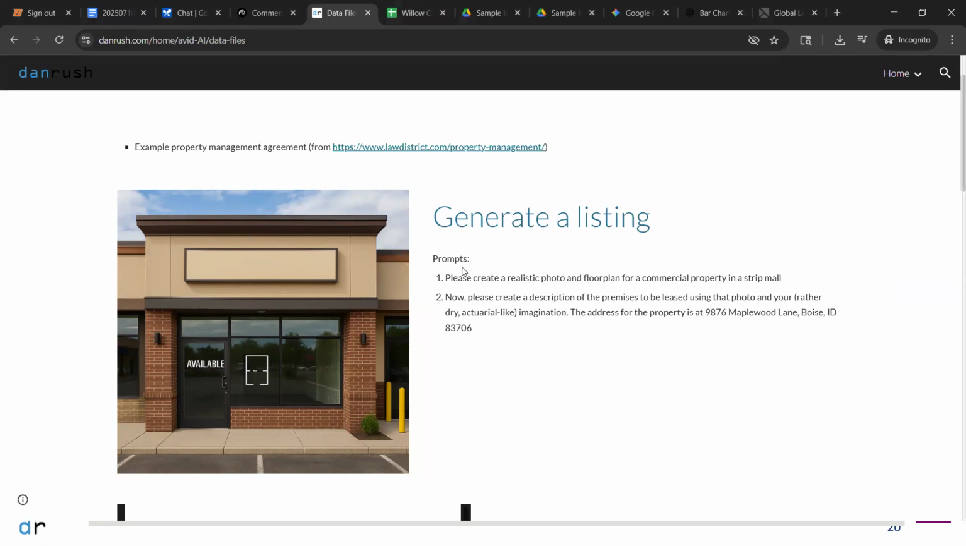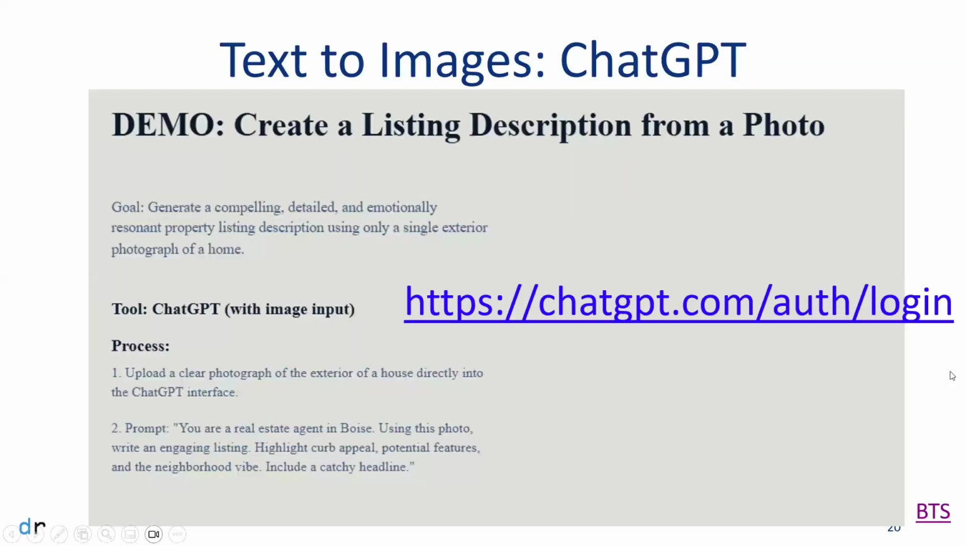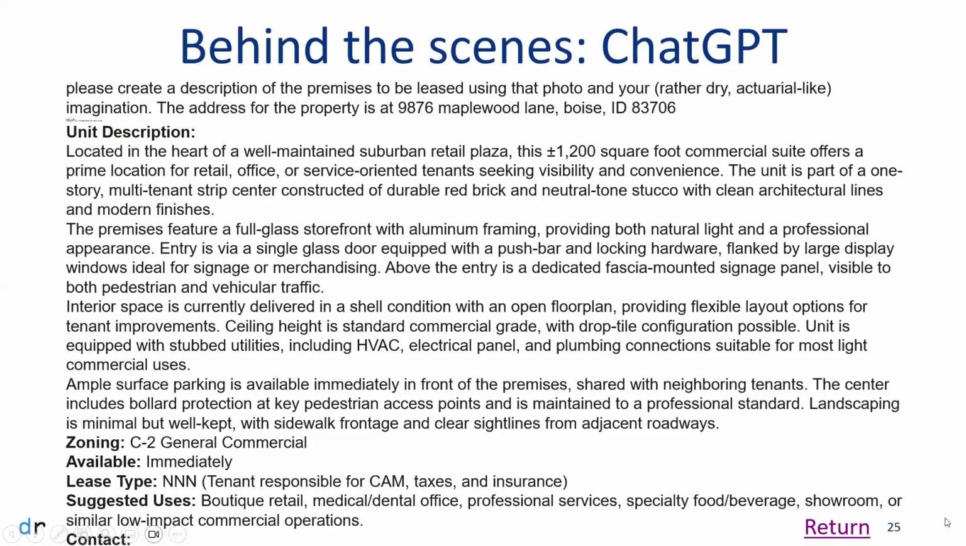And so there's the prompt I used to create that. And then I said, now please create a description of the premises to be leased using this photo and your dry actuarial-like imagination. The address is this. I showed these out of order. This is the description it came up with. It generated all of that just based on that photo, which it had just made up 5 seconds before.